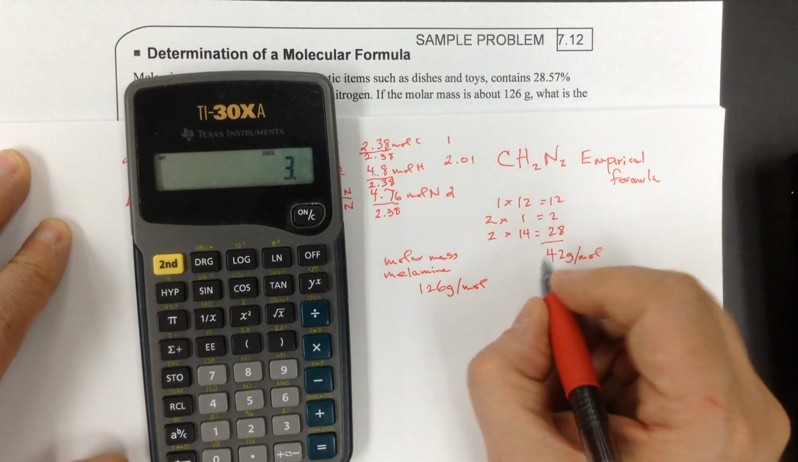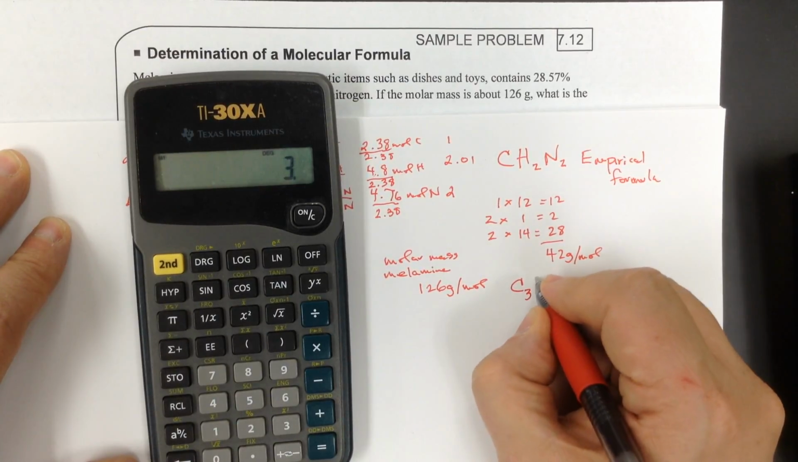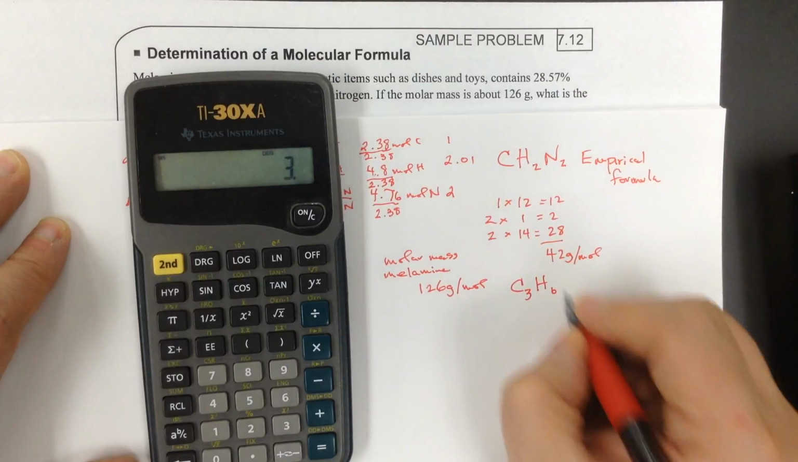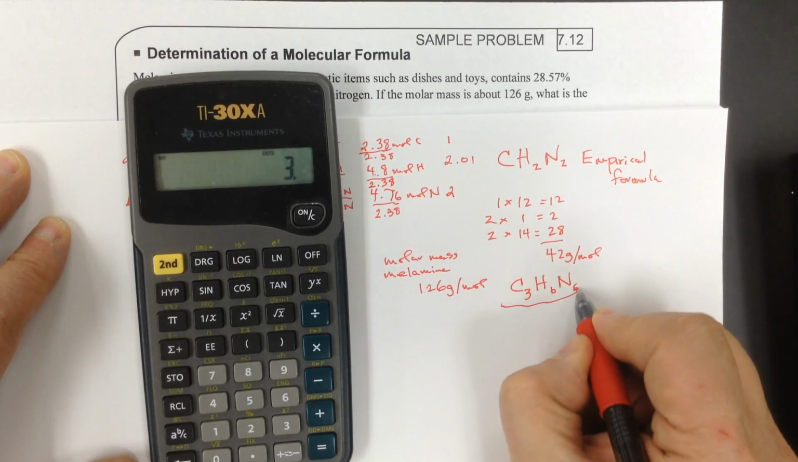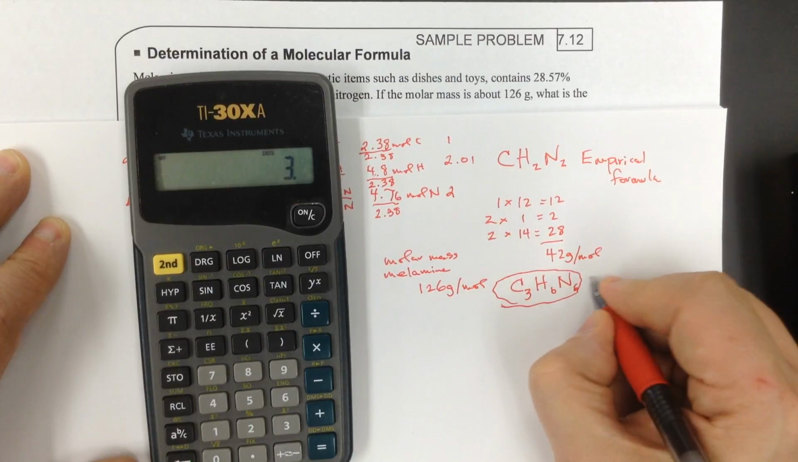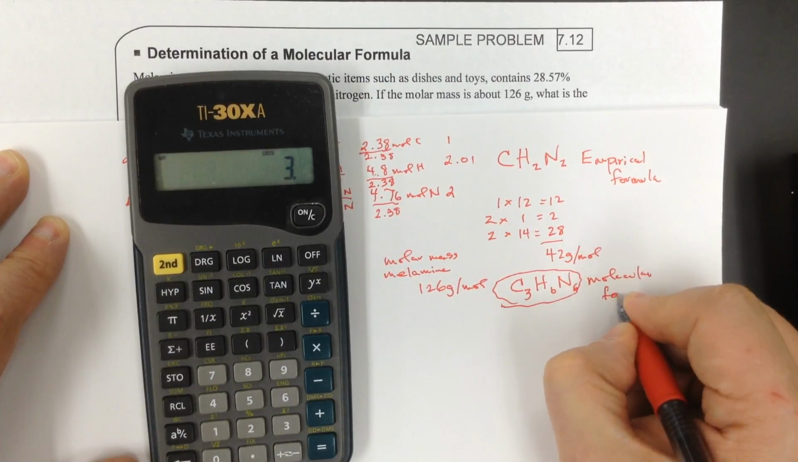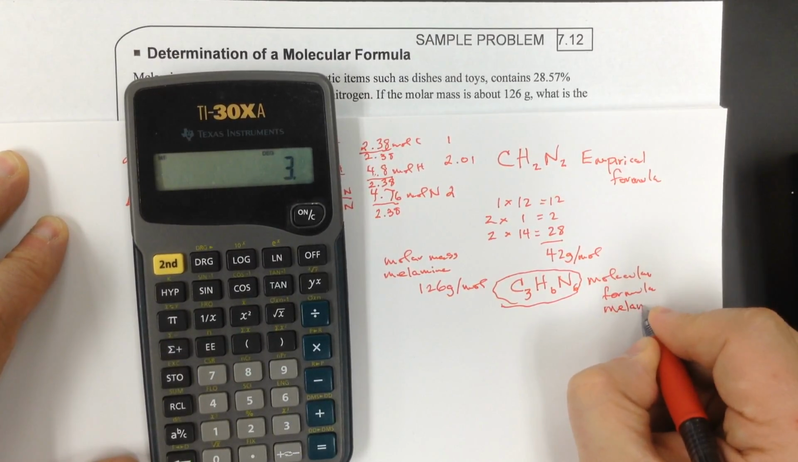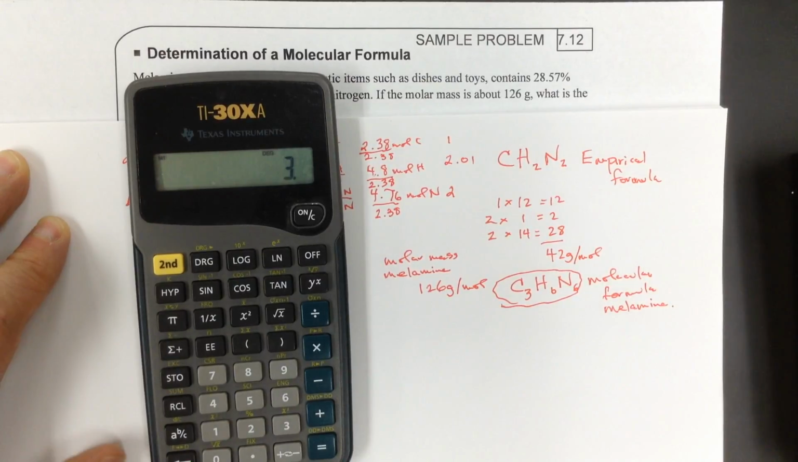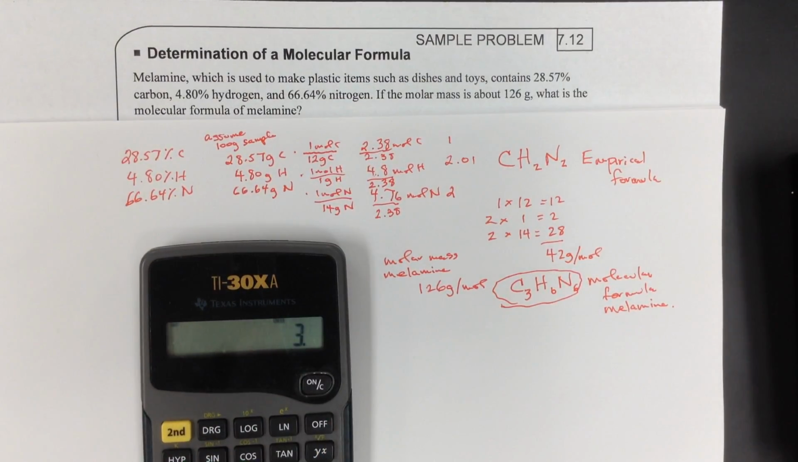3 times 1 is 3. 3 times 2 is 6. And 3 times 2 is 6. This is the molecular formula of melamine. I hope this helps you. Watch it as many times as you need, and see me in class.